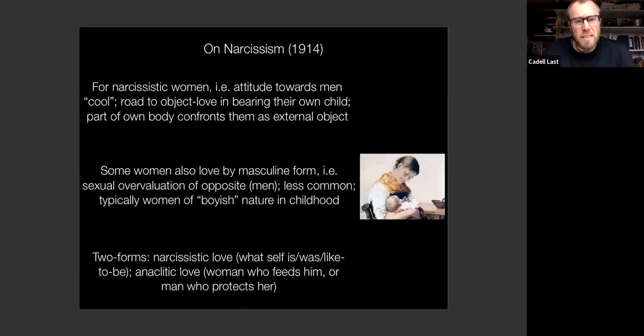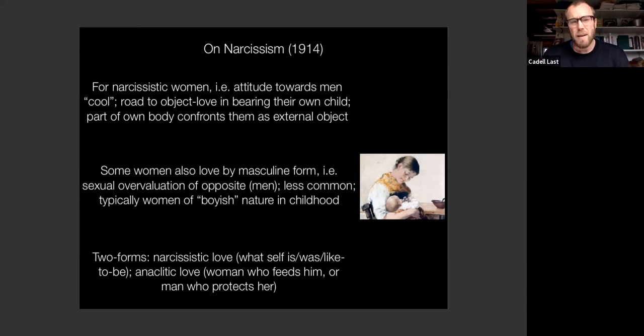He says that for narcissistic women, their attitude towards men is "cool." They don't sexually overvalue men, as men often do women. But their road to object love comes in the bearing of a child, where a part of their own body confronts them as an external object.